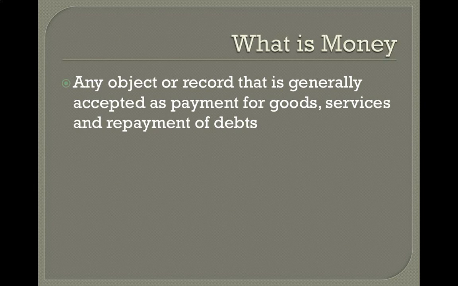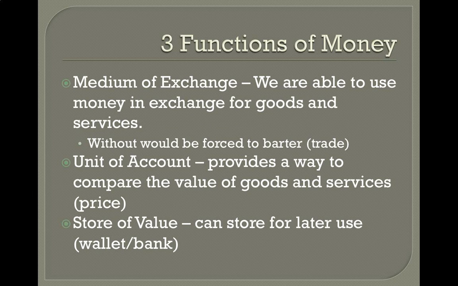Okay, we're going to start talking about money, and we've already kind of gone over these, but any object that is accepted for payment, services, or repayment of debt is considered money. Three functions of money. It's a medium of exchange. We're able to use it to exchange for goods and services. Otherwise, we'd have to barter or trade.